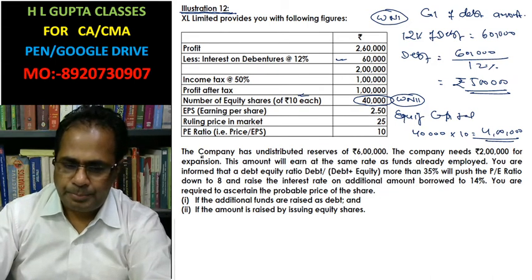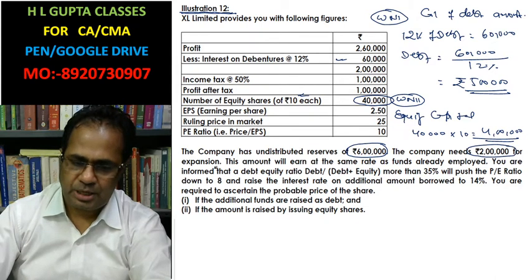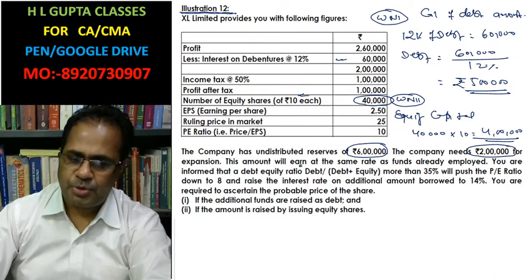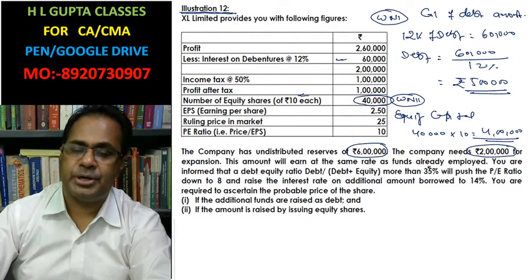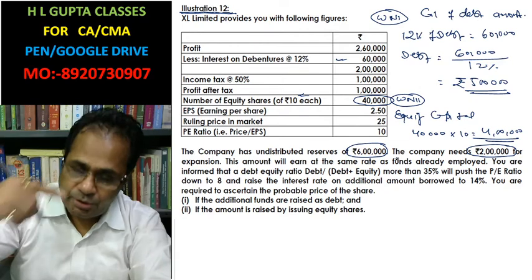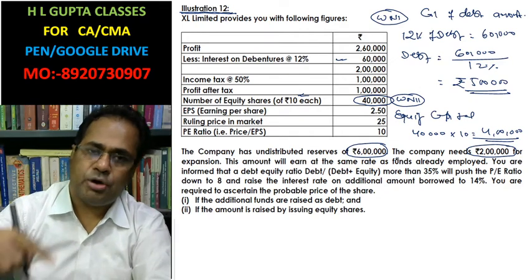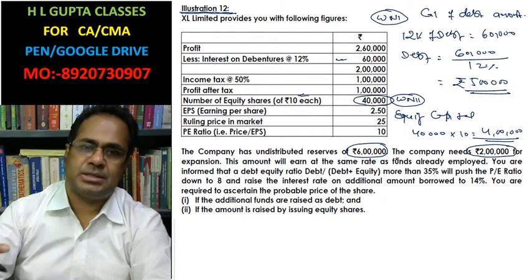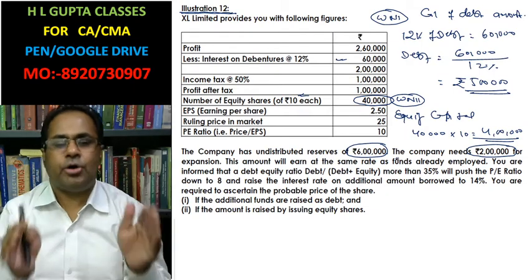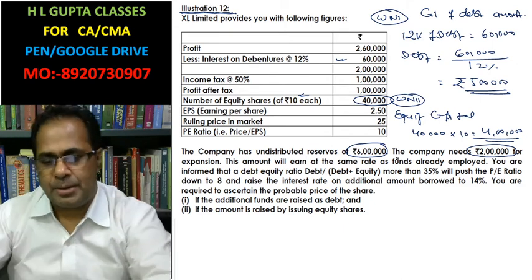Now the company has undistributed reserve rupees 6 lakh. The company needs rupees 2 lakh additional capital for expansion. This will earn the same rate as the company already employs. It means the existing return on investment will be equal to the return on investment after expansion.